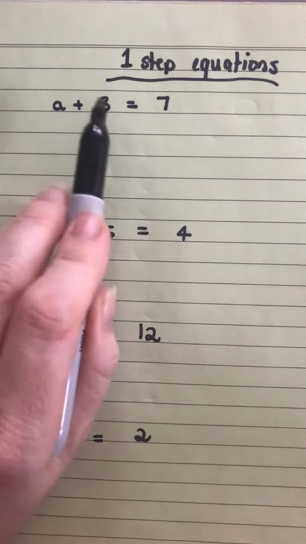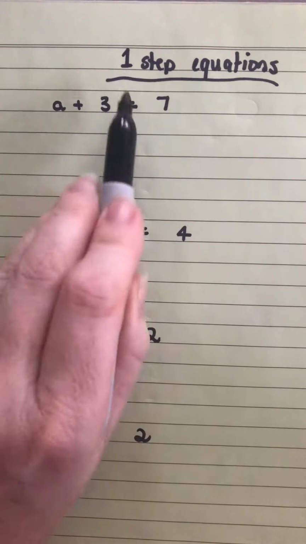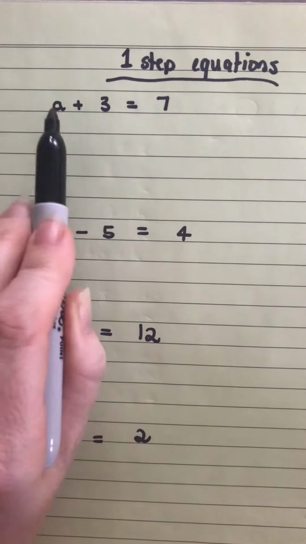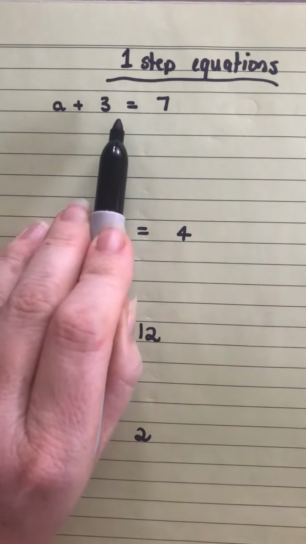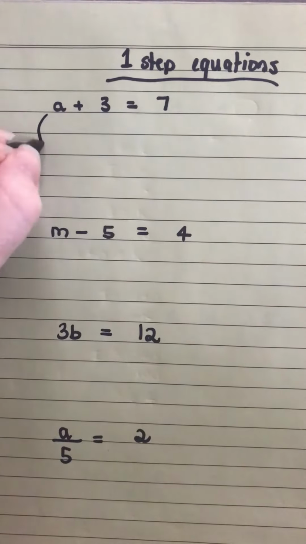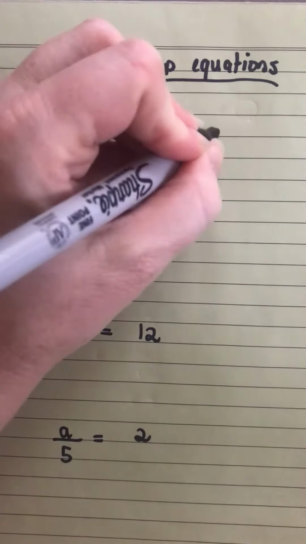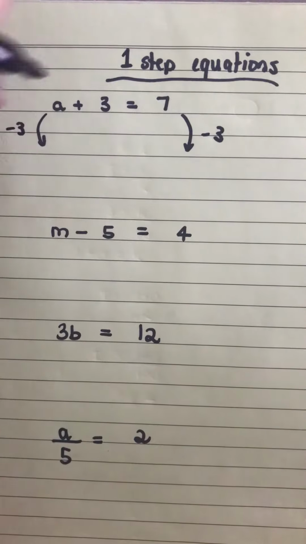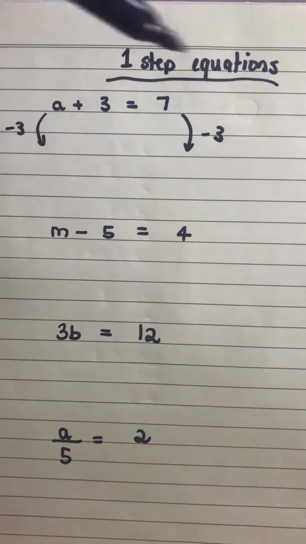So we've got a plus 3 equals 7. We look at what operation has happened to the a. The a has had 3 added to it. The opposite to that is to take away 3. And so what I get my students to do is draw these arrows showing what we're going to do to both sides. So we have to do the same thing to both sides.